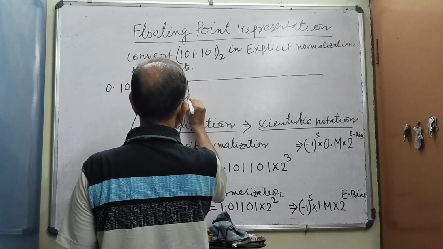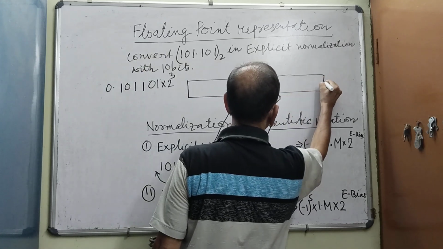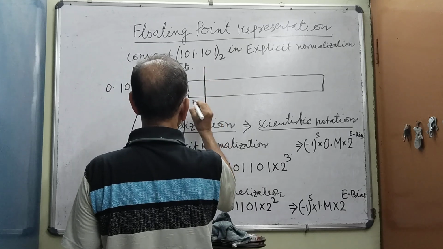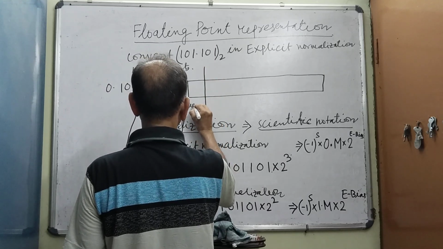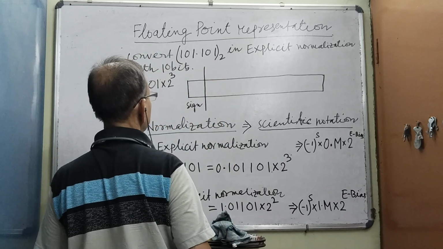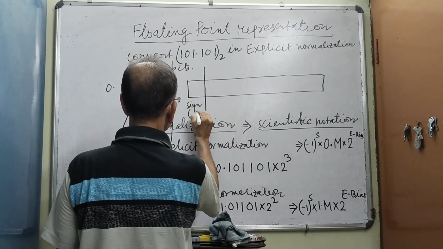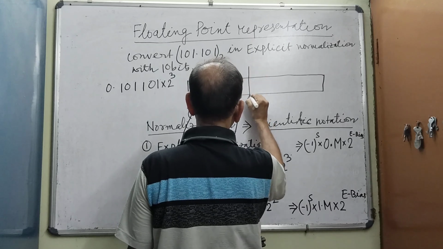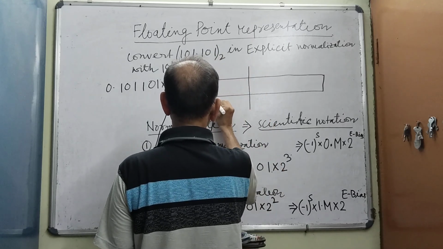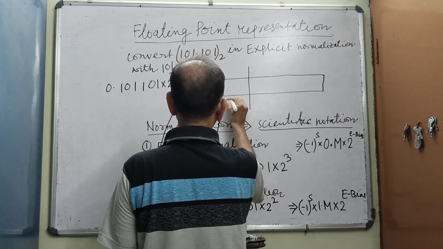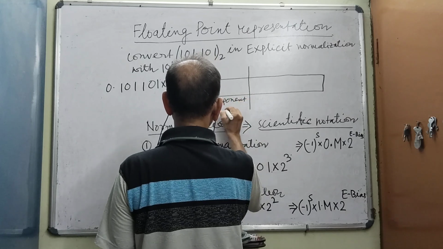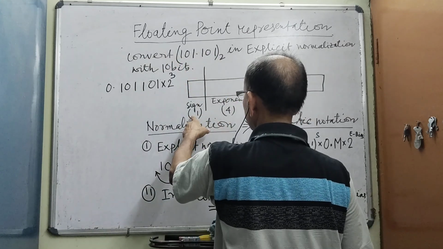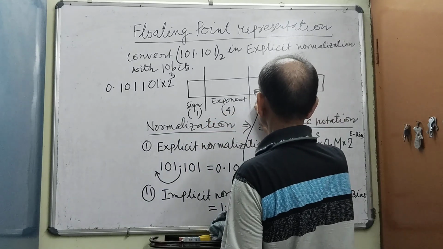In 10 bits there are 3 portions. The first bit is the sign bit. How many bits? 1 bit. Then 4 bits are the exponent bits. So 1 plus 4 is 5, and the rest is the mantissa.